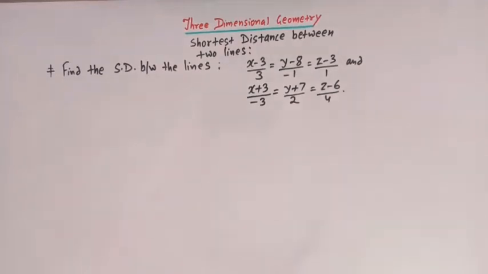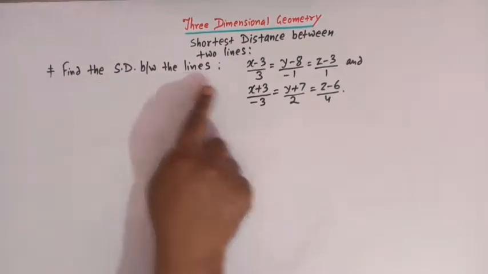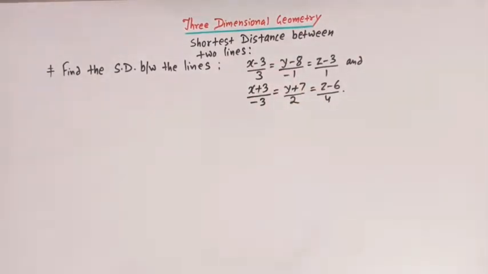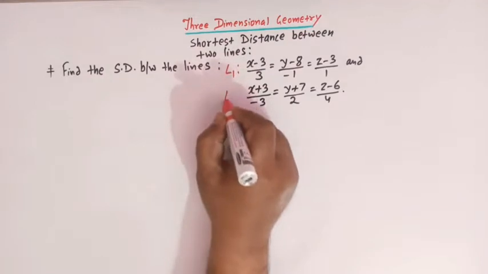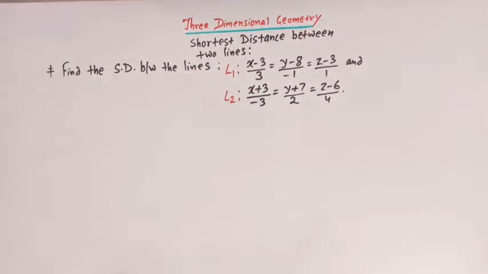Hello viewers, in today's class we are going to solve yet another important problem from three-dimensional geometry. The topic of discussion is the shortest distance between two lines. Here we are to find the shortest distance between these two lines. Let us first denote the two lines as L1 and L2.